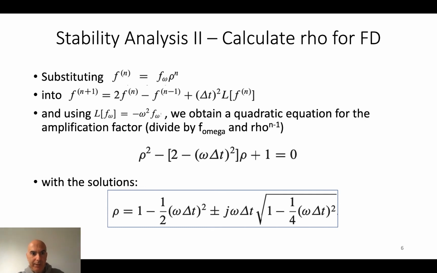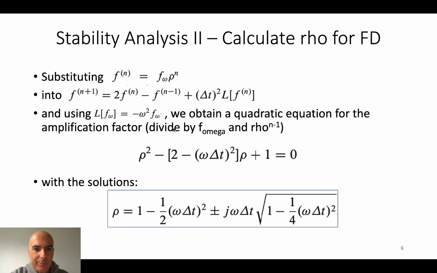We can also replace f at the time n plus 1, and we can replace this expression here. A second thing is to recognize that we are still solving an eigenvalue problem, so we can replace this expression for the operator with minus omega squared of the eigenmode that is associated to that particular eigenvalue omega. After applying this substitution, both using the amplification factor and using the fact that we are solving an eigenvalue problem, we obtain a quadratic equation for the amplification factor.